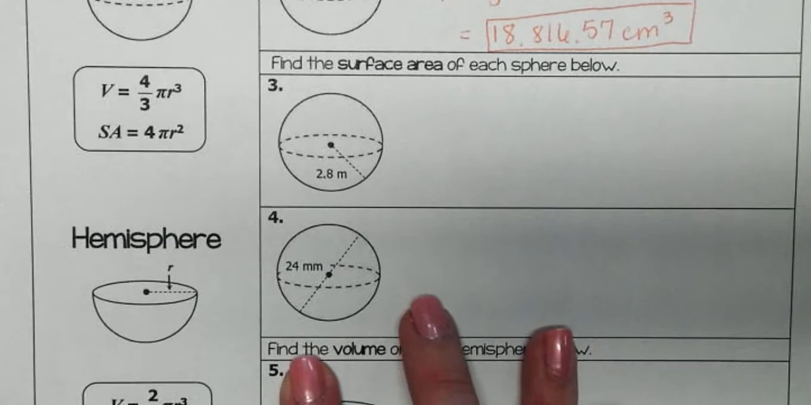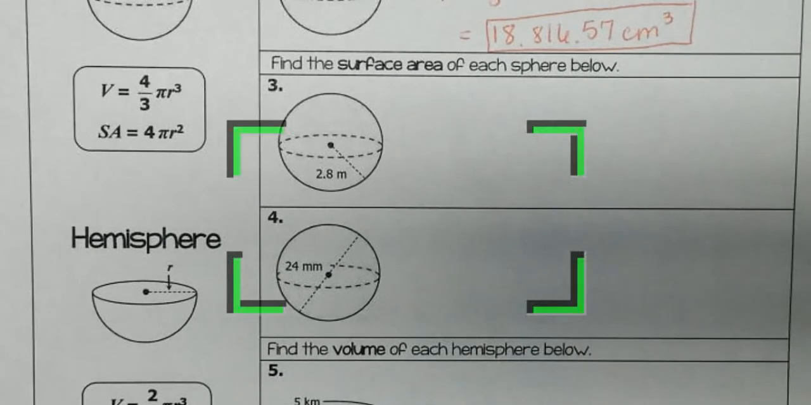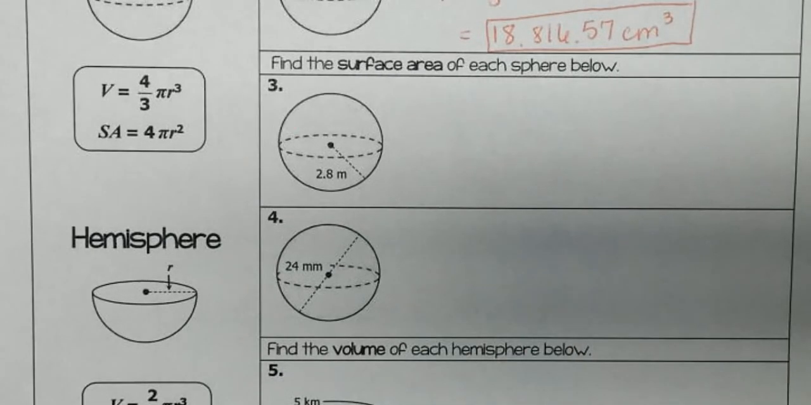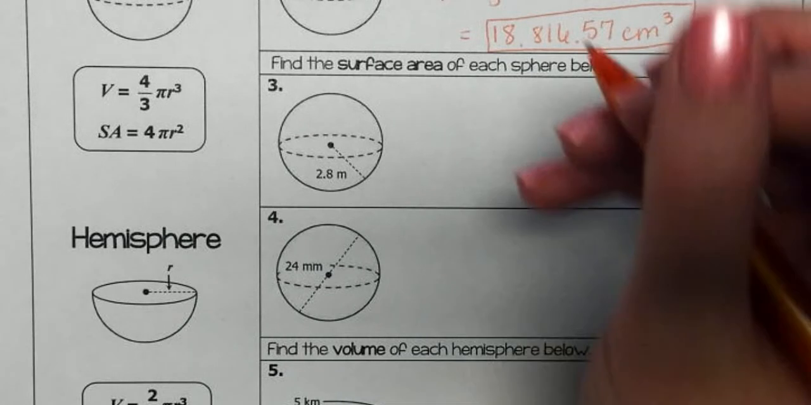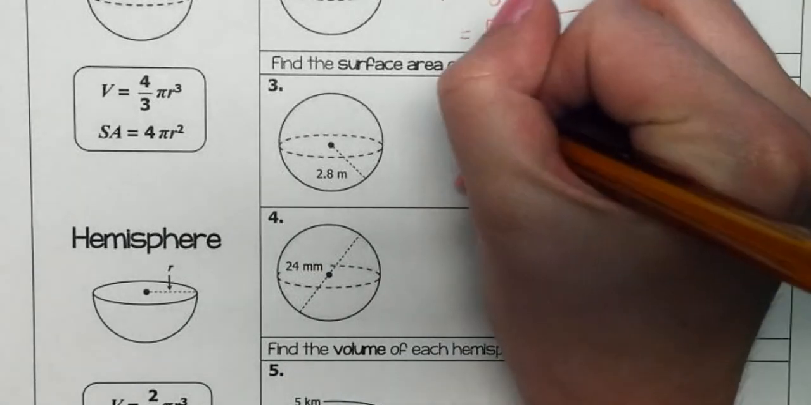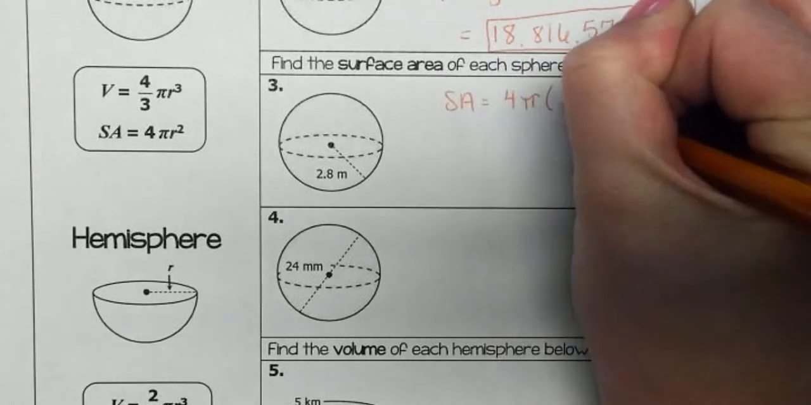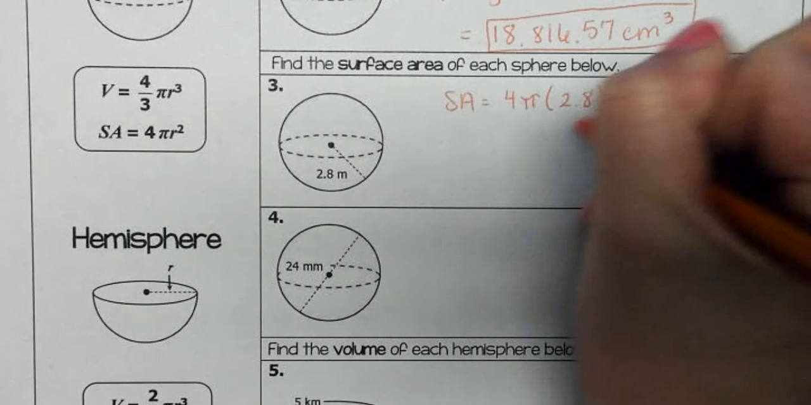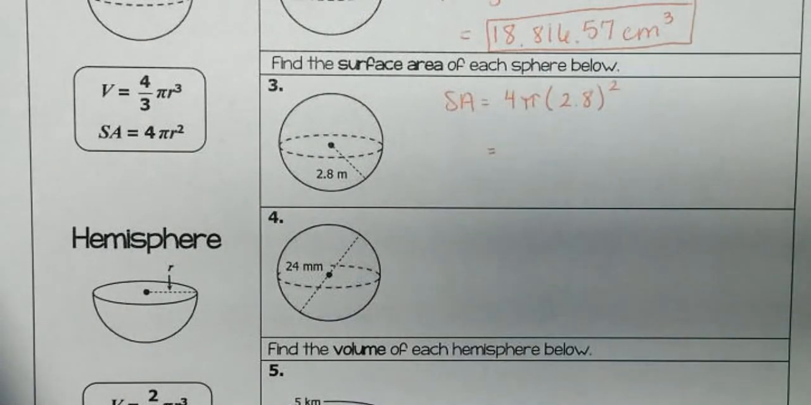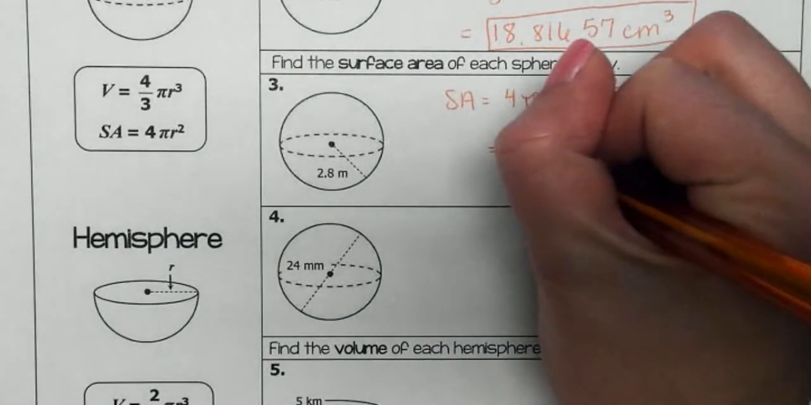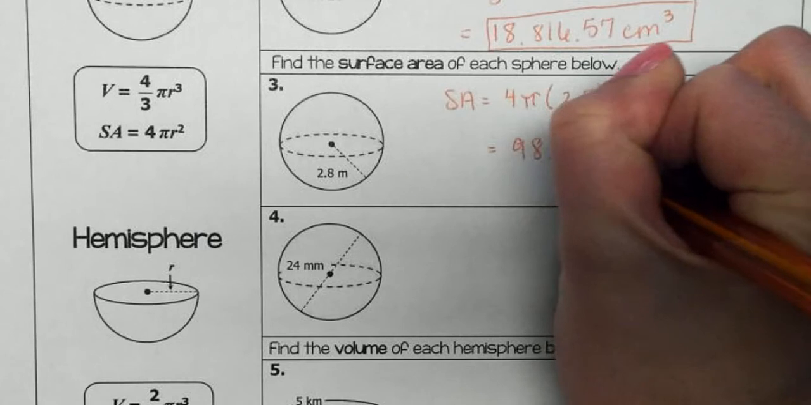So now for number 3 and number 4, we want to find surface area. So it is 4 times pi r squared. Make sure you get the formula correct. My surface area for number 3 is going to be 4 times pi times my radius squared. So we're just going to type that in: 4 pi times 2.8 squared. And that's going to give me 98.52 meters squared.